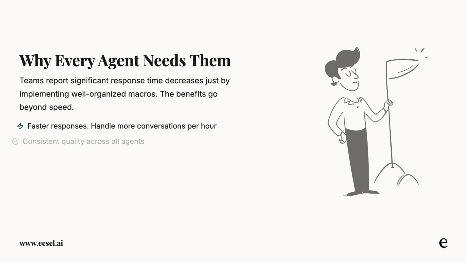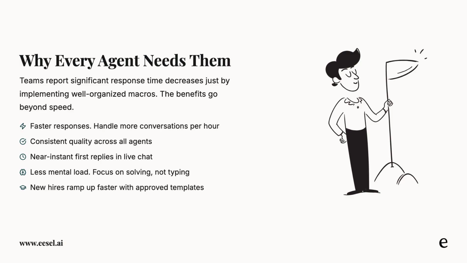Teams report significant response time drops just by implementing well-organized macros. The benefits go beyond speed: consistent quality across all agents, near-instant first replies in live chat, and new hires who produce great responses from day one using approved templates.